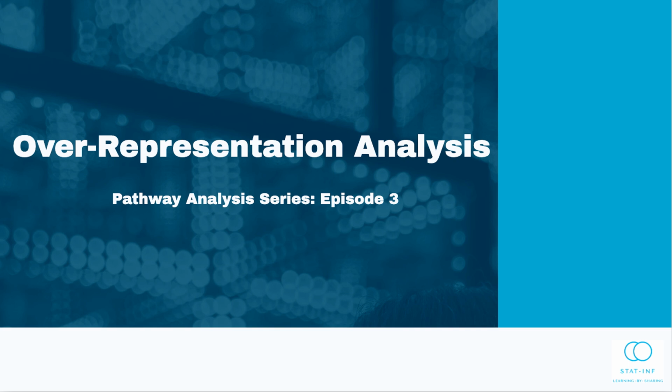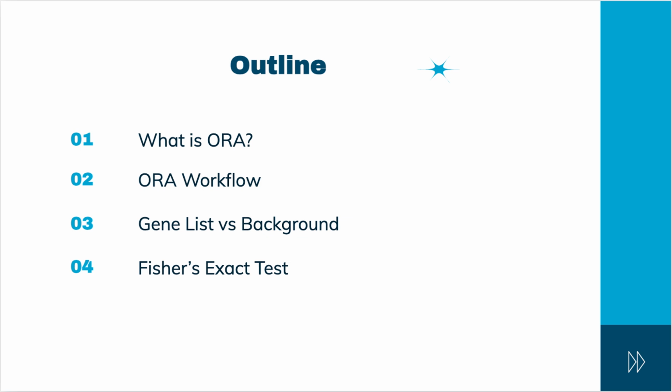In this episode 3 of the Pathway Analysis series, we'll be discussing the concept of overrepresentation analysis, the ORA. Now, the content of this presentation would be as follows. We'll first discuss what overrepresentation analysis is. We'll look at the workflow of the overrepresentation analysis, and then we'll look at the concept of the gene list versus the background list, and lastly we'll look at the Fisher's exact test or the hypergeometric test in more details.